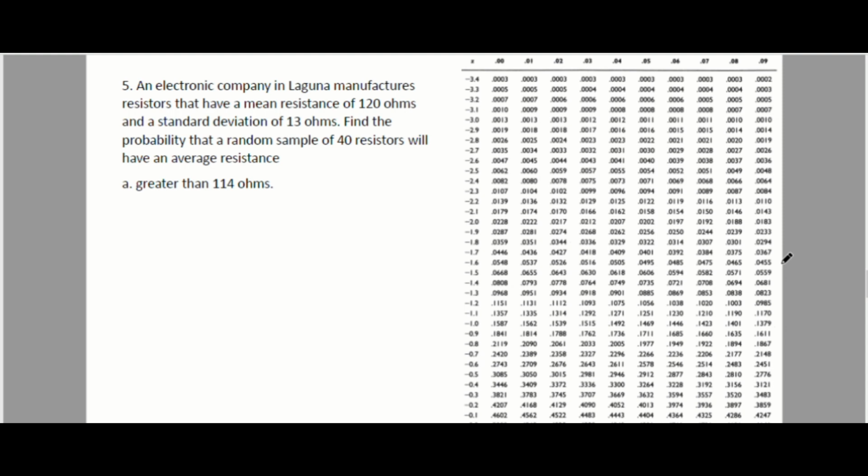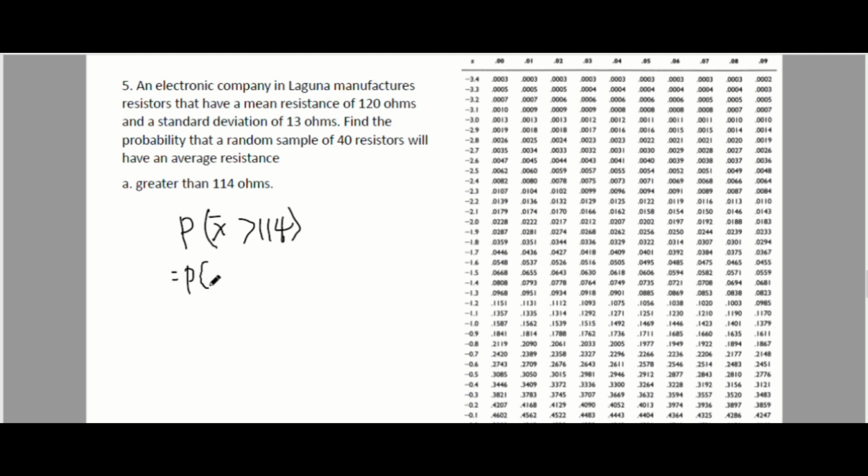Number 5, an electronic company in Laguna manufactures resistors that have a common resistance of 120 ohms and a standard deviation of 13 ohms. Find the probability that a random sample of 40 resistors will have an average resistance greater than 114. So we're talking about, again, the sample mean of these 40 resistors. Average means mean. So we are asked to find the probability of the sample mean is greater than 114.